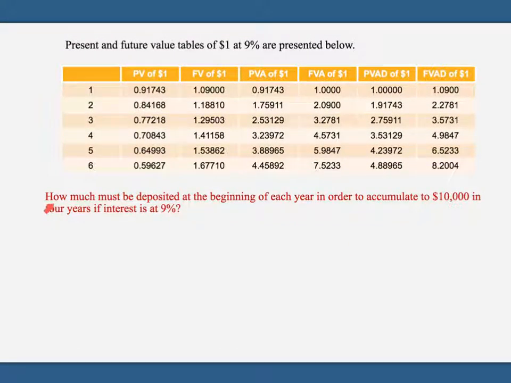Our next question, how much must be deposited at the beginning of each year in order to accumulate to $10,000 in 4 years if interest is at 9%? So it's asking us how much must be deposited at the beginning of each year. So that tells us that it's going to be an annuity due problem, because annuity dues are always deposited at the beginning of a period, whereas ordinary annuities are done at the end of a period. And we want to accumulate to $10,000 in 4 years, and again the interest is 9%. So this is going to be a future value of an annuity due problem.